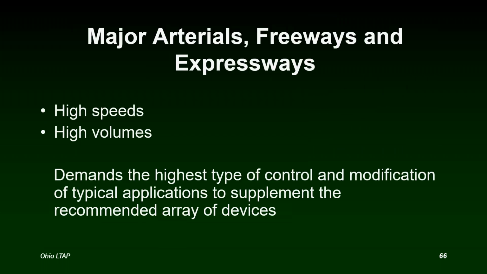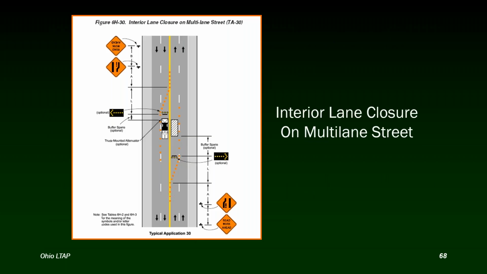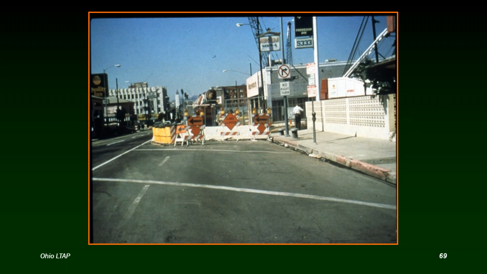So the next set of those are the urban arterials and different typical applications and considerations for those. And then we step it up and we talk about our major arterials, freeways, and expressways. So these are roadways that have high speeds and high volumes. So these roadways demand the highest type of control and modification of typical applications to supplement the recommended array of devices. So again, even these 4-lane roads, you can also think of them as high-speed roadways as well.